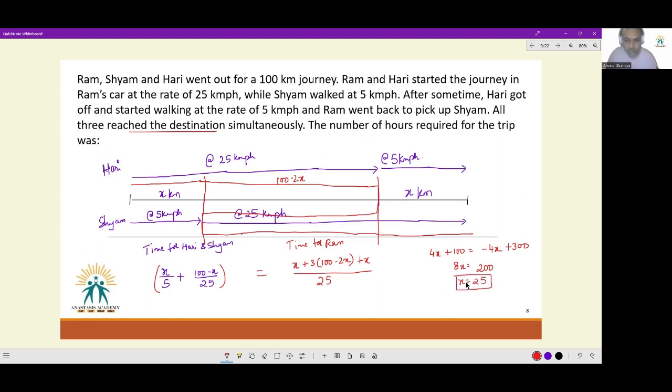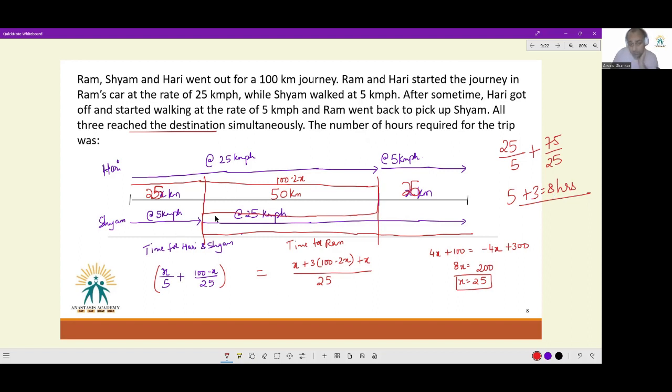If x is indeed 25, this portion here is 25 kilometers. This portion here will be 50 kilometers. This portion here will be 25 kilometers. Now the total time taken: 25 by 5 plus 75 by 25, which should be equal to 5 hours plus 3 hours, for a total of 8 hours. That should be the answer. You can also look at Ram's version.